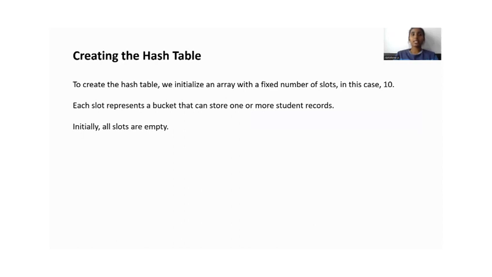Create the hash table. To create the hash table, we initialize an array with a fixed number of slots. In this case, each slot represents a bucket that can store one or more student records. Initially, all slots are empty.